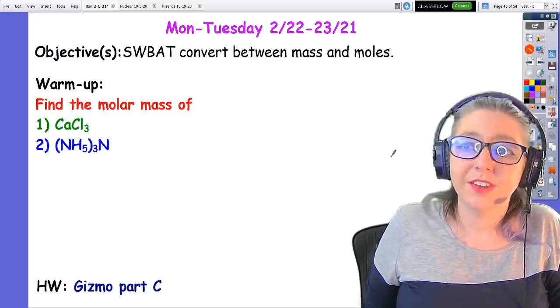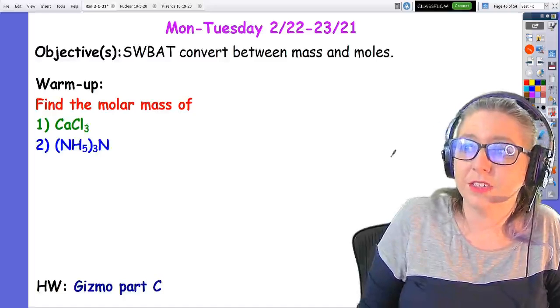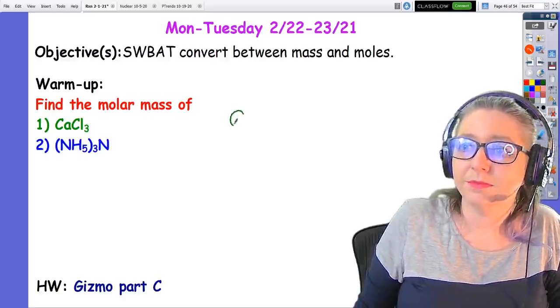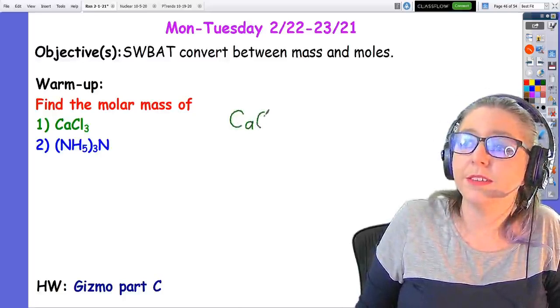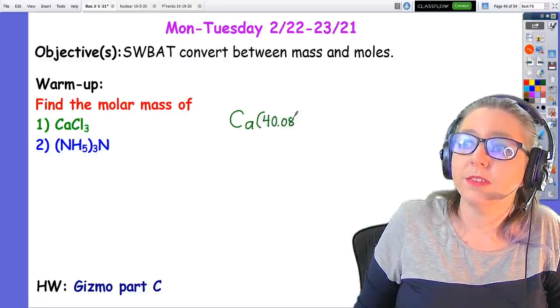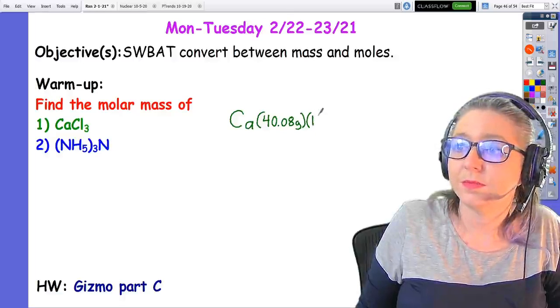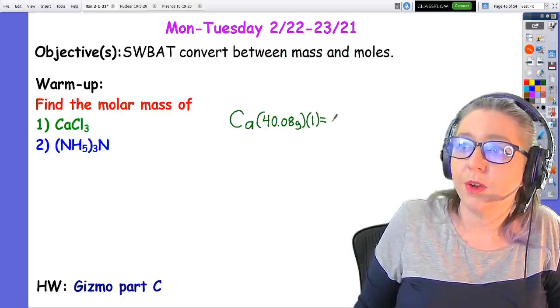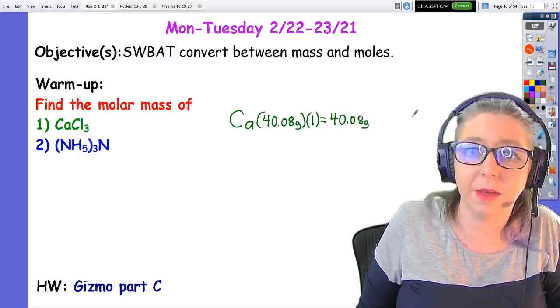So my first one here, I've got CaCl3. So my first element is calcium, Ca. If I look it up on the periodic table, I can see that its molar mass is 40.08 grams. And if I look at my formula, I only have one. There's no subscript. So 40.08 times 1 gives me a total of 40.08 grams that my calcium is bringing to this compound.